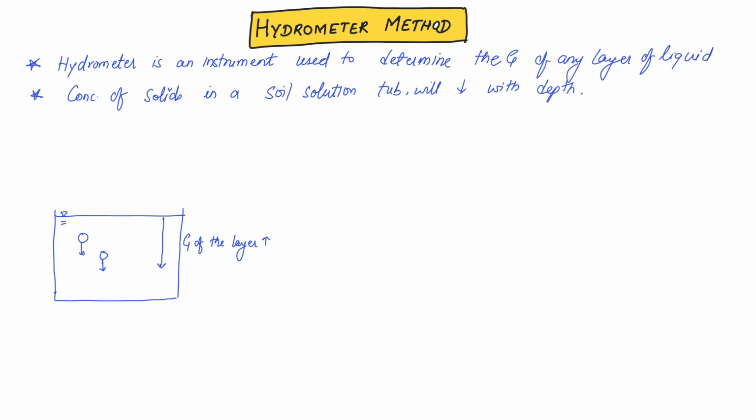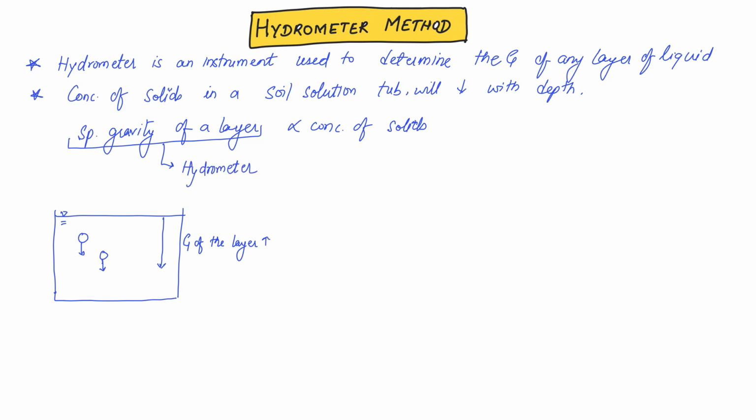And yes, in the pipette method we tried to calculate the concentration of solids in a particular layer. So I can also say that the specific gravity of a particular layer will be directly proportional to the concentration of solids. Yes or no? If solids are more, then the specific gravity of that layer of liquid will also be more. And I can calculate the specific gravity of a layer by using a hydrometer. That is how the hydrometer helps us.